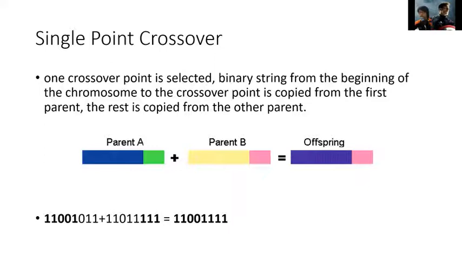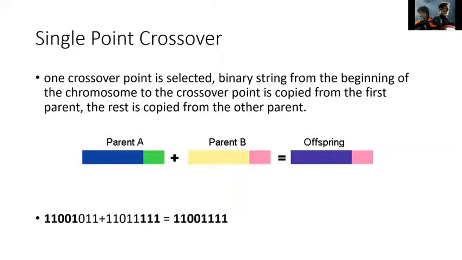So the first one is single point. One crossover point is selected, and the binary string from the beginning of the chromosome to the crossover point is copied from the first parent. The rest is copied from the other parent. So meaning to say, you select a point within the chromosome itself, and then you use the point to divide both of the chromosomes in 2, and then you exchange their sides, like parent A, the blue color and green color, and parent B, the yellow color and pink color. So eventually the blue color and pink color will be merged and create a new offspring.